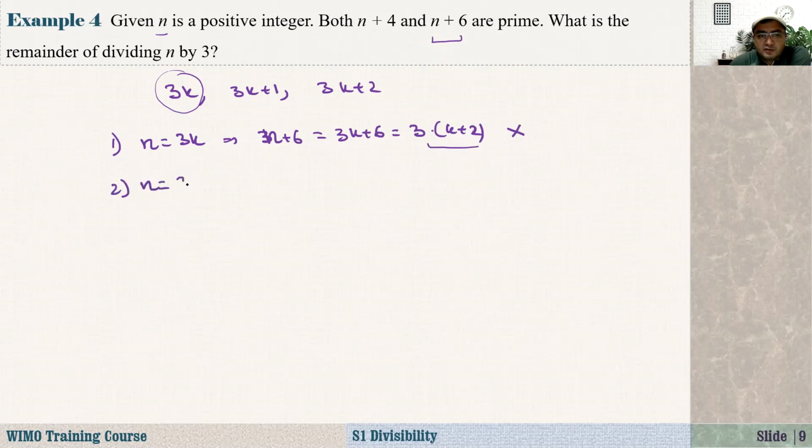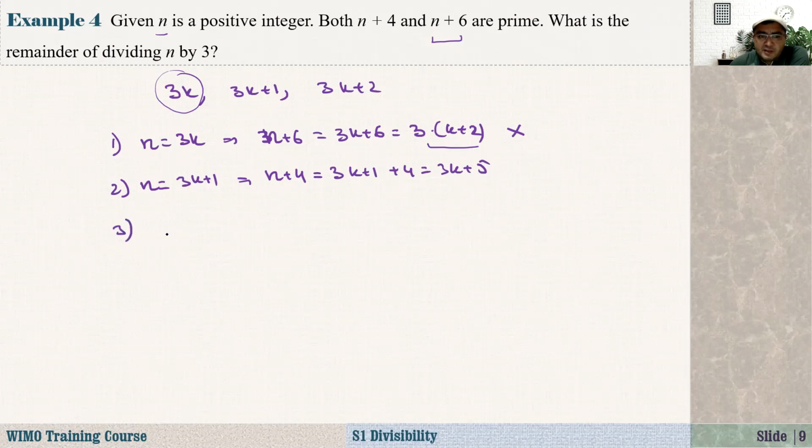How about if n is, let's say, in this form. When you divide by 3, the remainder is 1. So at that time, if you add, for example, 4, n plus 4, that's equal to 3k plus 5. Here n is 3k plus 1, plus 4, it is 3k plus 5. So maybe this case is a possible case.